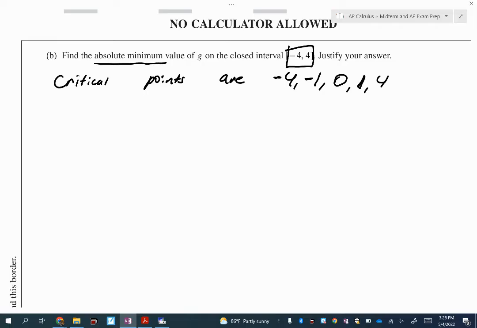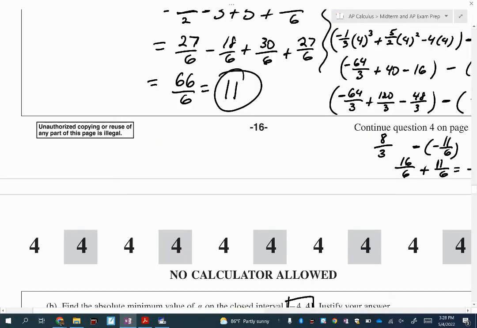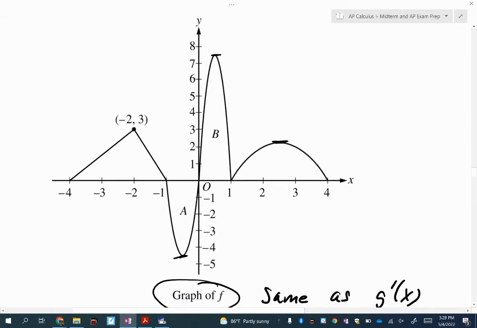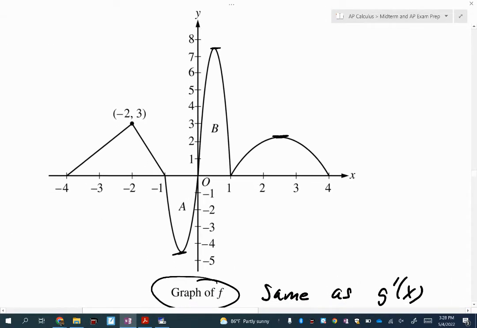Think about when we talked about maximums and minimums. If you were to sketch something that is an absolute minimum, watch what happens to the graph. You're going to be going from decreasing to increasing. That would be the absolute minimum. So I want to look where I have decreasing to increasing on this graph, where my values are going from positives to negatives.